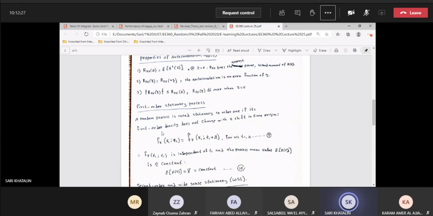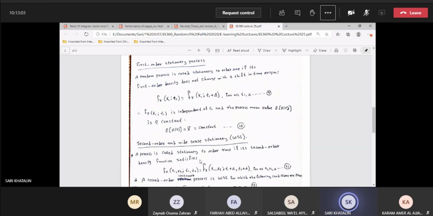So if we have this first order PDF, the PDF for the random process, and t1 is shifted by delta, and there's no difference between this one and this one, which means it's not going to change. If you shift it from one place to another, at this time or that time, there's no change. It means it's stationary. Otherwise, it's going to be, of course, non-stationary.